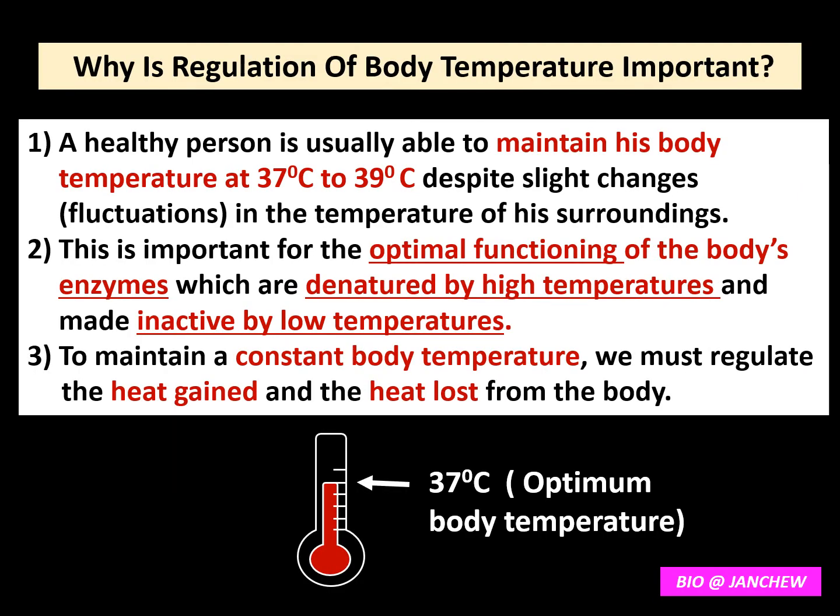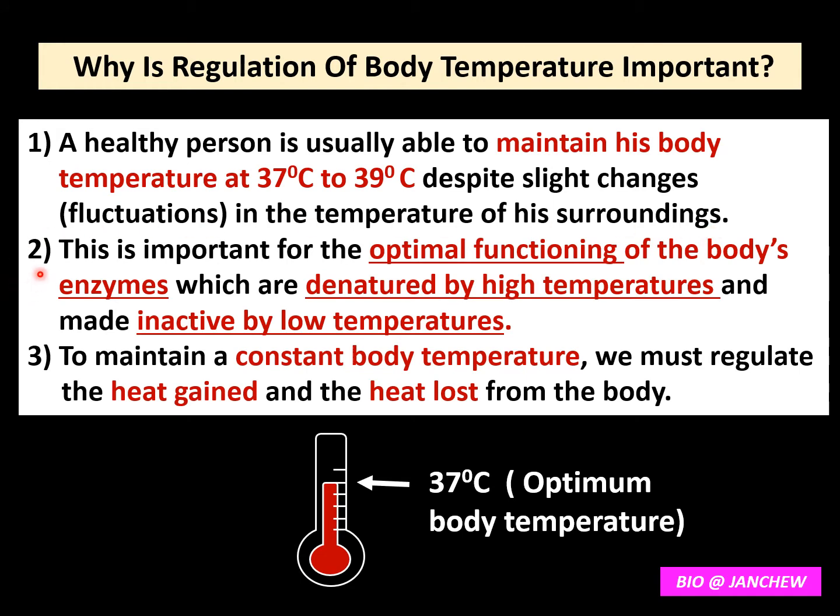Firstly, let us discuss why the regulation of body temperature is important to the health of a person. A healthy person is usually able to maintain his body temperature in the range of 37 degrees Celsius to 39 degrees Celsius, despite slight changes or fluctuations in the temperature of his surroundings. So we're talking about the normal cases.